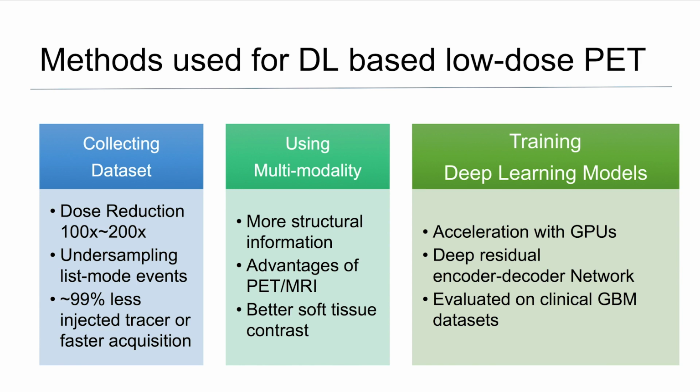Third, we train the deep learning model, which is also accelerated using GPU. So the model we use is so-called a deep residual encoder and decoder network, which have several features, including improved image quality and the usage of multi-scale information. And we further evaluated an in vivo dataset.